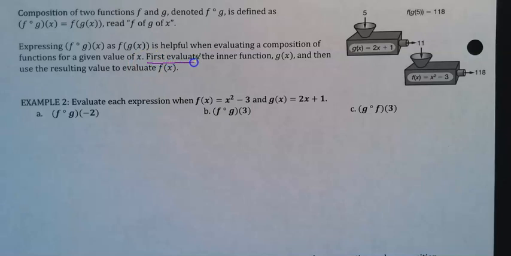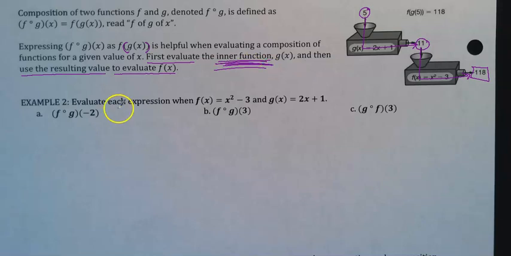So first, evaluate the inner function, which is g of x here, right? It's the inner function. Then use the resulting value to evaluate f of x. Essentially, the g of x is coming first. We put a number in and we evaluate it and we get a new number out, right? We put 5 in, we got 11 out. So now we put 11 in this new function to get our final answer. We do the inner function first, and then put that into the remaining function. But this is key. We do the inner function first. So order doesn't necessarily matter.